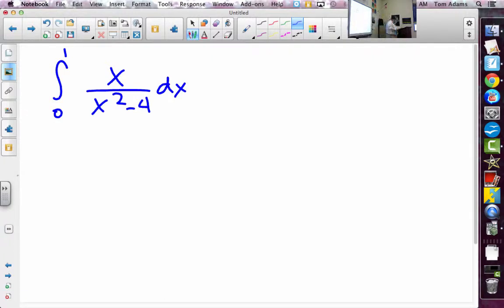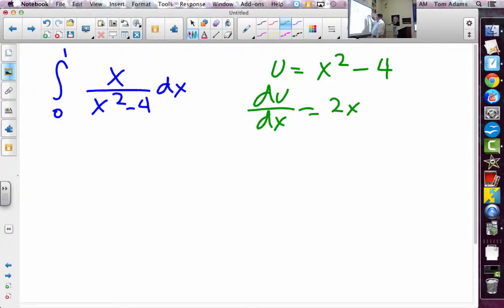Now this one is an interesting one because there might be a way that I could use u substitution to make this easier to solve. I notice that x to the first power is a derivative, to some degree, of x squared. So I'm going to try to say u is equal to x squared minus 4. Then if I take the derivative with respect to x, du/dx would be 2x, and the 4 goes away, so that's nice.